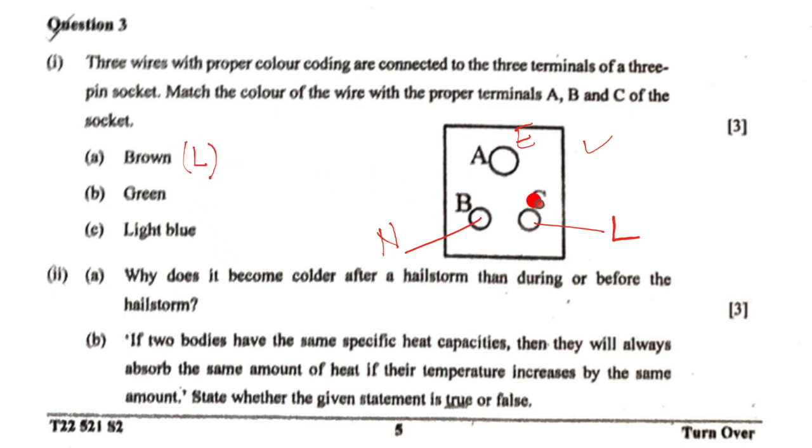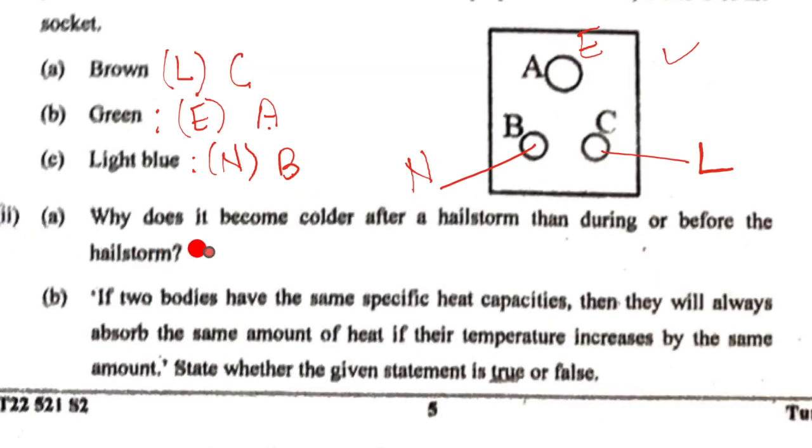So live means it is going to be C. Green is earth, so earth is going to be A. And the light blue is neutral, and neutral will be B. So we have CAB as our answer. We will write it in the answer section. We'll come to the second part.